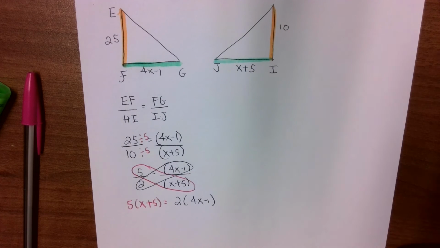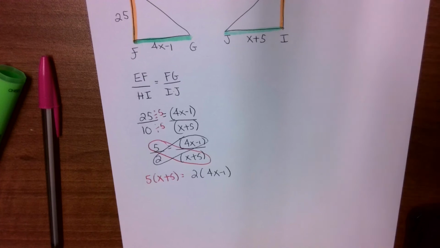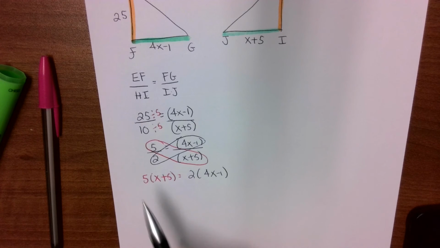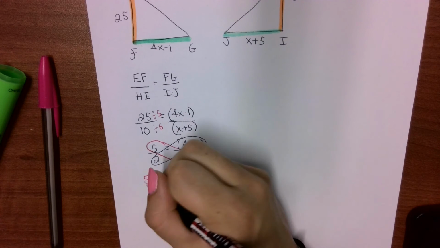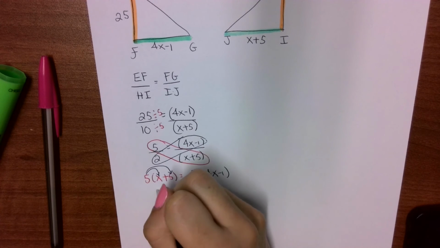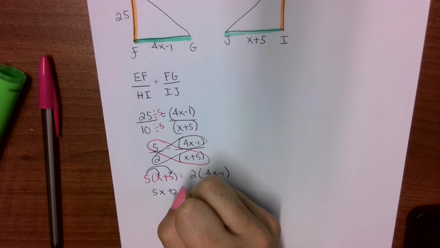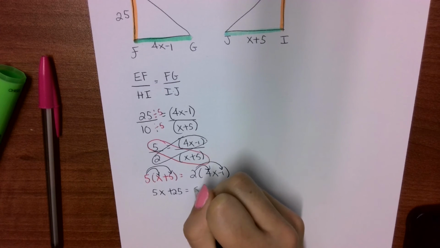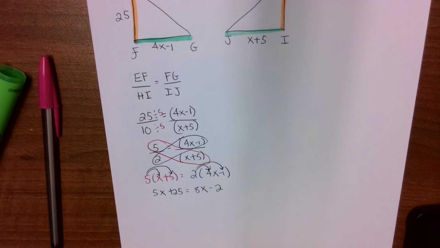Now, our goal is to solve for x. I see it over here, and I see it over here. It's trapped inside the parentheses. I want it gone. The only way we could do that is distribute. This is why you need parentheses. That way the 5 gets multiplied to the x and the other 5. So you're going to have 5x plus 25 equals, distribute, 8x minus 2.